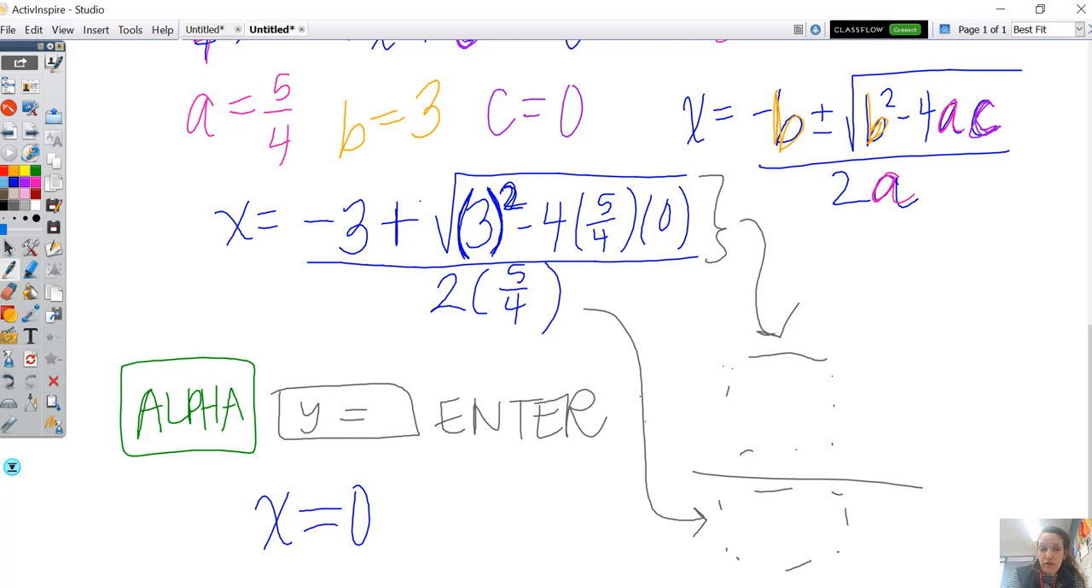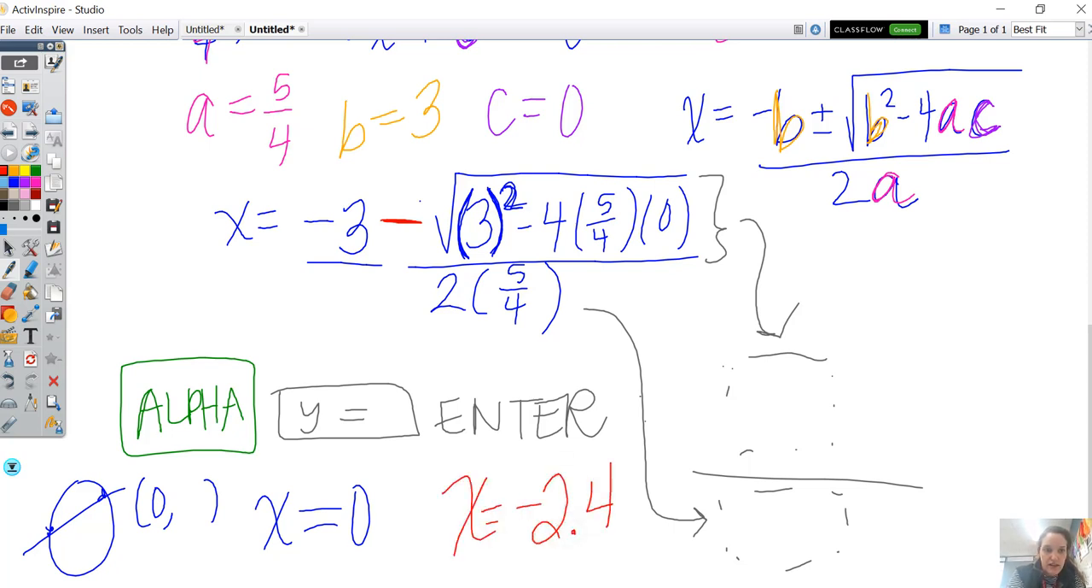So I'm going to have 2 points where my circle intersects my line: 2 different points, 2 different ordered pairs. One of them is going to be 0, something. Then I'm going to take this and plug it back into my calculator, but this time instead of plus the square root, I'm going to do minus the square root. And when I plug that in my calculator, I'm going to get x equals -2.4. So my second point is going to be -2.4, something.